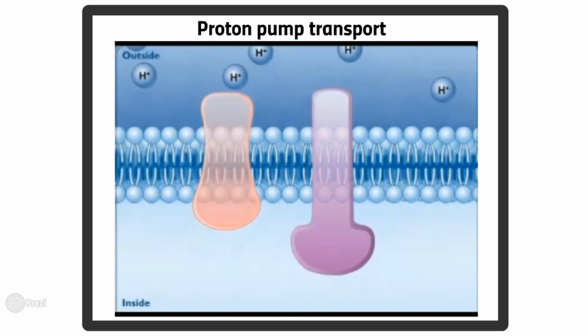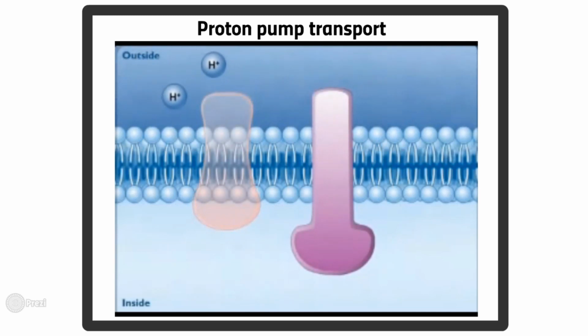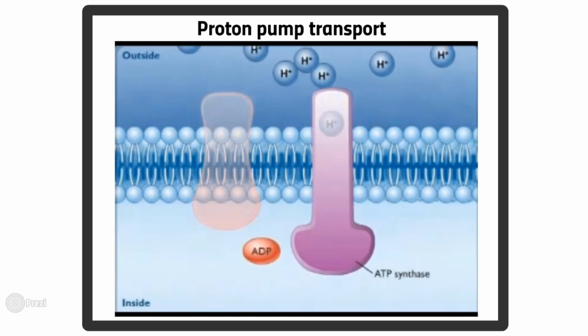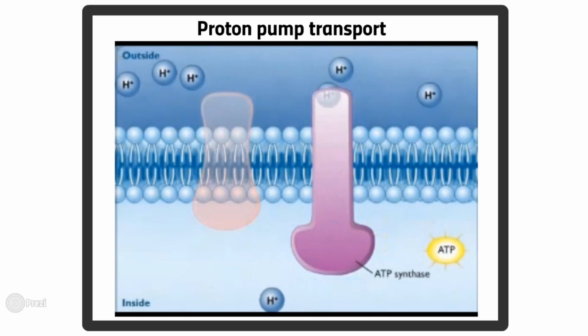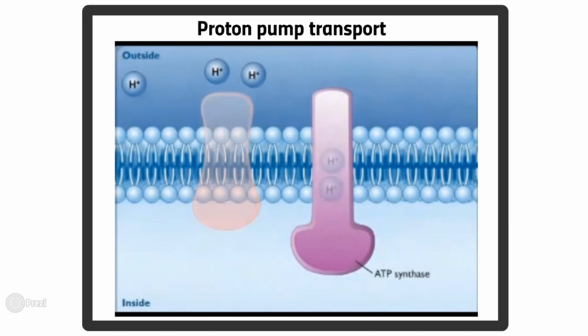The protons move through this special channel, which is the enzyme ATP synthase. This enzyme uses the energy derived from the movement of these protons to convert ADP into ATP. The movement of protons down the concentration gradient provides the energy for ATP synthesis. This mechanism of producing ATP is called chemiosmosis.